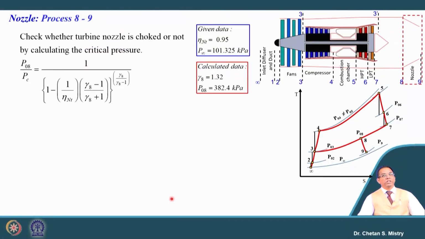Now, since this is known to us, we have information about the mass flow rate entering the nozzle, the total pressure, and the total temperature at the entry of the nozzle. Now, we want to calculate the exit static pressure and the exit static temperature, because that is required for calculating the exit velocity.